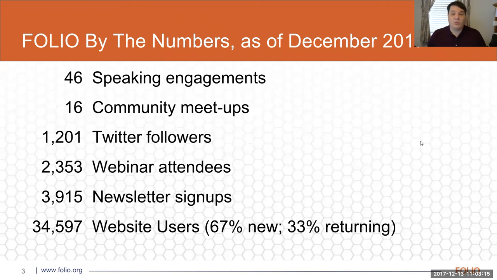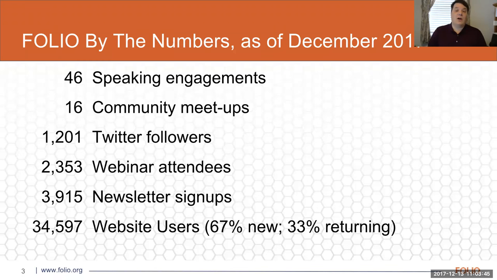Here are some more raw numbers. And for me, what is exciting here is the number of speaking engagements and the number of community meetups. The speaking engagements are exciting because behind that number, 46, is a growing cadre of subject matter experts who are talking about developments in the Folio project and what it'll mean for their libraries.